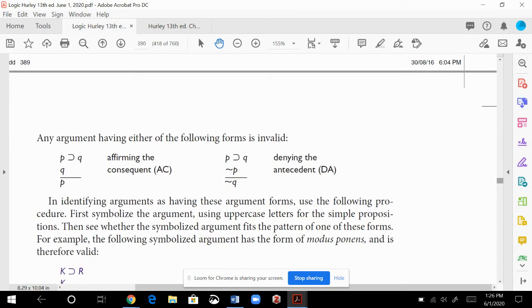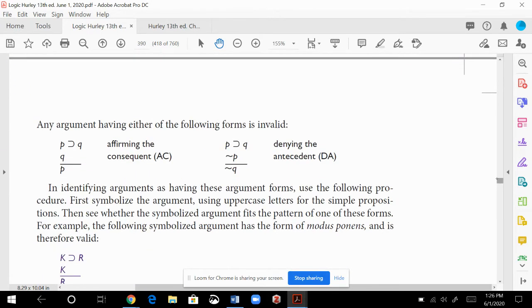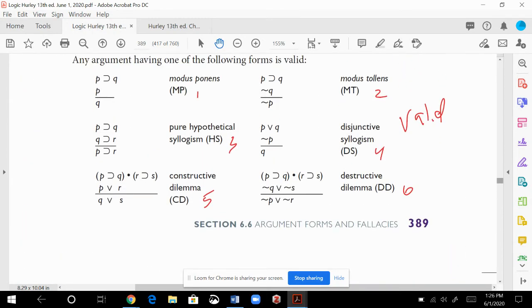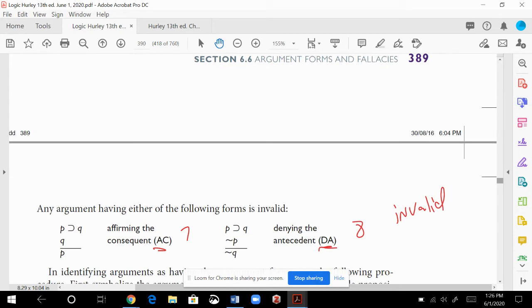Then he says, hey, here's 7 and 8. These are the invalid or bad forms, and they have names, denying the antecedent. So you could symbolize this as a DA, AC, instead of spelling it out. You could just put DD, CD, HS, whatever. But you know what it stands for. Like MT stands for modus tollens. So however your homework is formatted. For example, if I'm requiring you to work through the book and you have to type this out, then you would simply put MT. You don't have to spell the whole thing out.